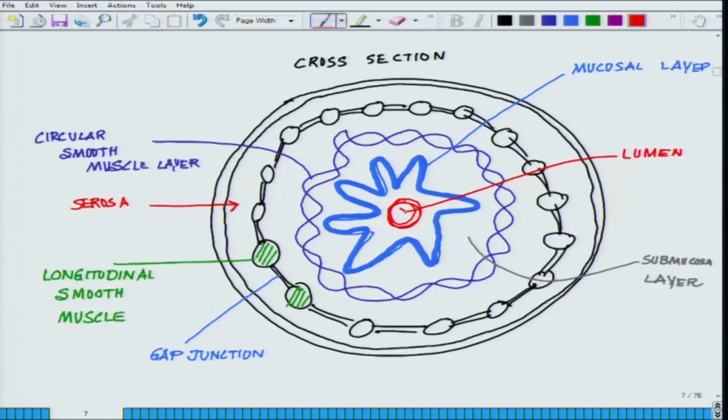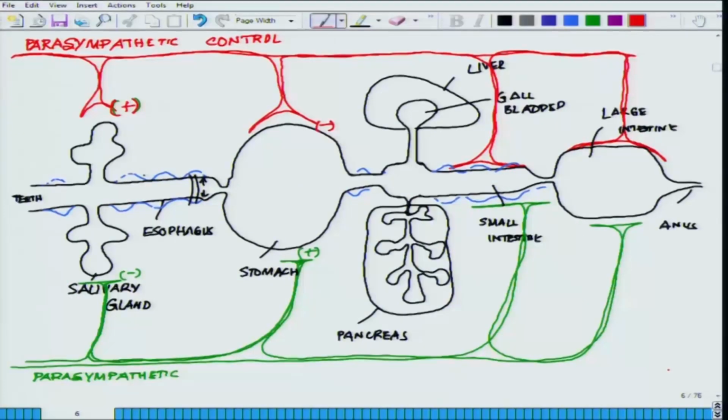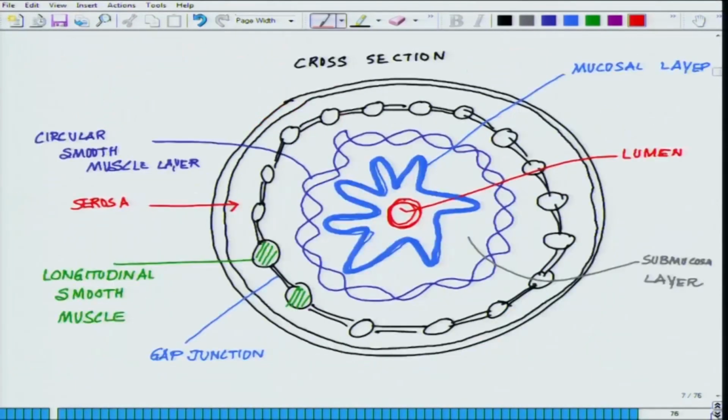So, this is the cross sectional view of the GI tract that we have just discussed. Some of them will have a kind of brush border like this for enhancing absorption and all those things. These are further modifications, but the overall geometry of the GI tract is like this.